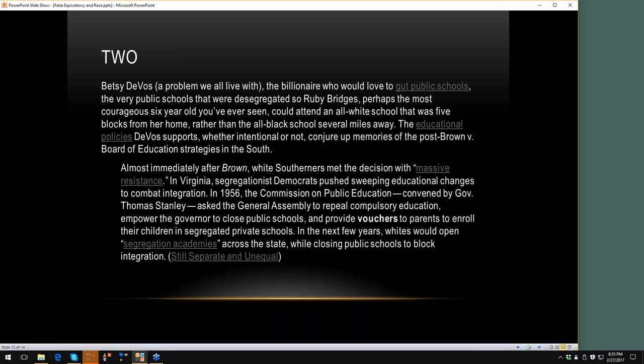So you've got a billionaire who wants to gut public school funding, and these are the very schools that were desegregated so that Ruby Bridges would be able to go to a school that's five blocks from her home instead of several miles away to the all-black school. And not only that, but the educational policies that DeVos supports, and again, you can look this up, whether intentional or not, they conjure up memories of this post-Brown v. Board of Education era where strategies in the South were intended to resegregate.